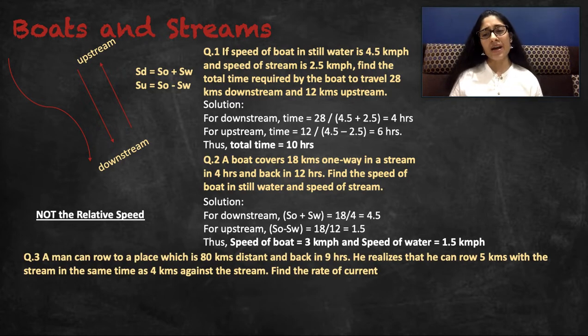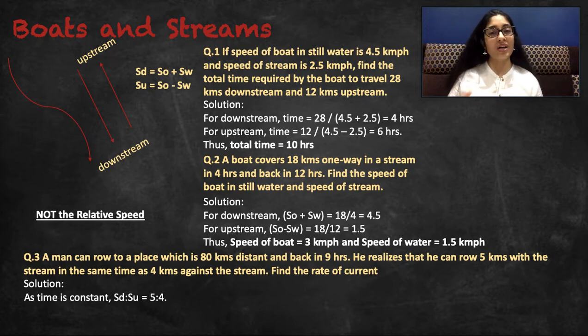Moving ahead, a man can row to a place which is 80 kilometers distant and back in 9 hours. He realizes that he can row 5 kilometers with the stream in the same time as 4 kilometers against the stream. Now, with the stream is downstream, against the stream is upstream. Now, as we have compared distance here in the same time, we have learnt in our first video that when time is constant, speed is directly proportional to distance. So here I can conclude that downstream speed and upstream speed will also be in the ratio 5:4.